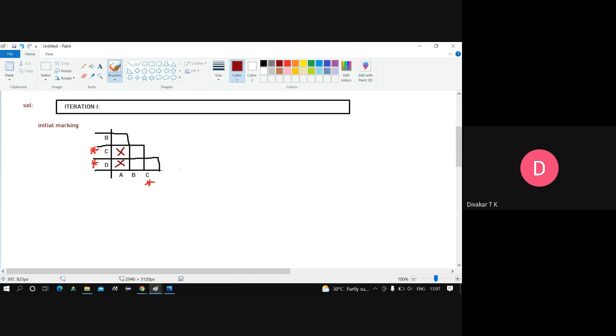Now B is a non-final state. This is a final state. So we can mark this one. Okay, now B is a non-final state and D is a final state, so you are supposed to mark like this, a cross mark.